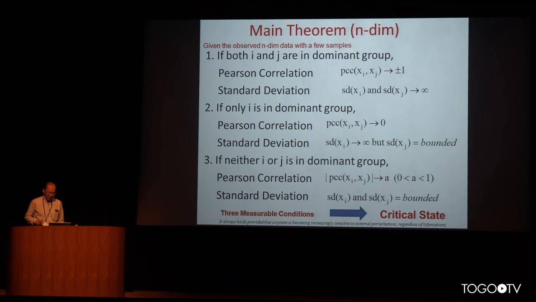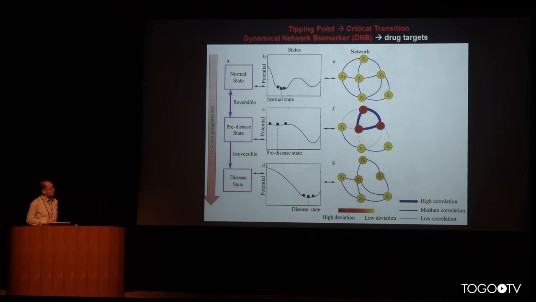Unfortunately, the biological system is a high-dimensional system. So we have an N-dimension, and it's not so simple. So we have the theory. I'm not talking about how we theoretically derive this theory, but we can prove it based on the data. As long as these three conditions are satisfied at the same time, the system is in the critical state. Then I use these slides to show what these three key conditions are: the normal state, the critical state, and the disease state.